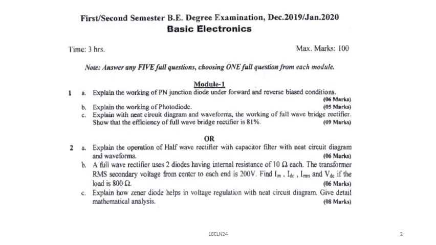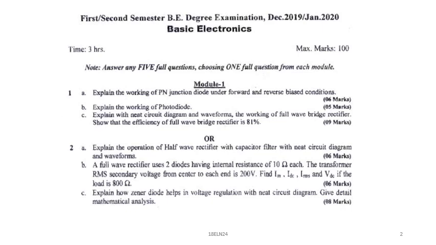This question paper is the first or second semester BE degree examination, December 2019, January 2020, Basic Electronics. The maximum marks is 100, and you answer any 5 full questions, choosing 1 full question from each module. First we'll discuss module 1.